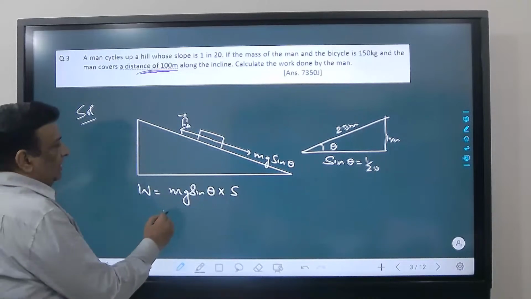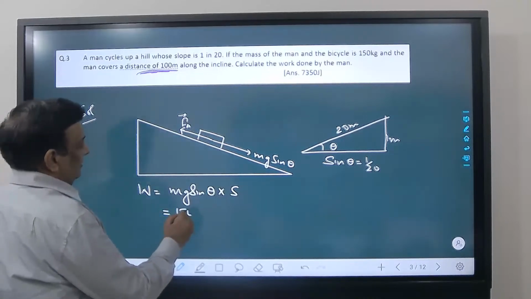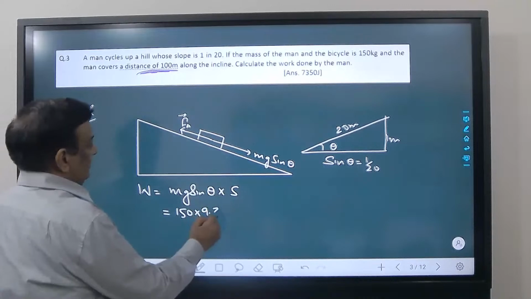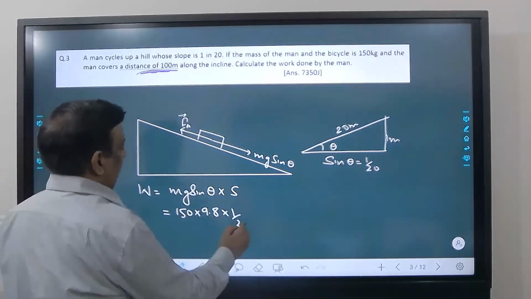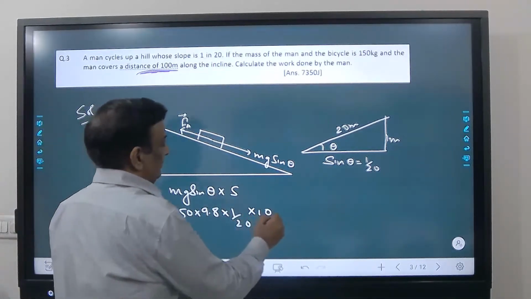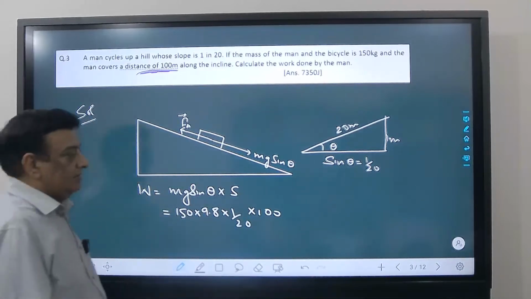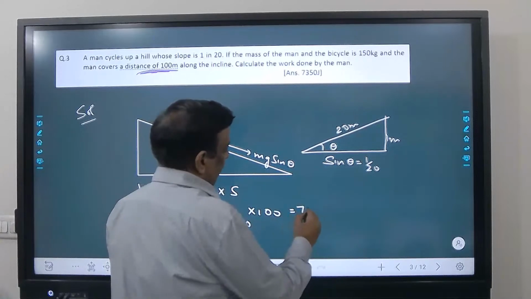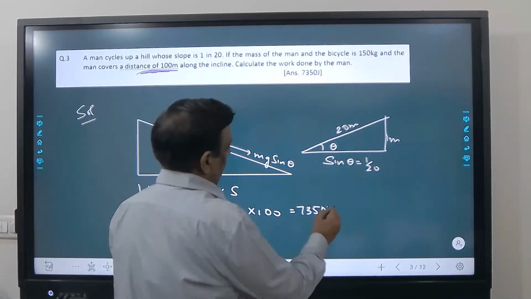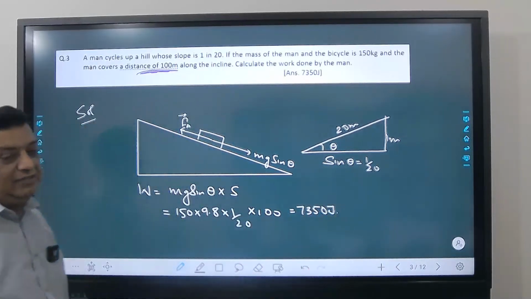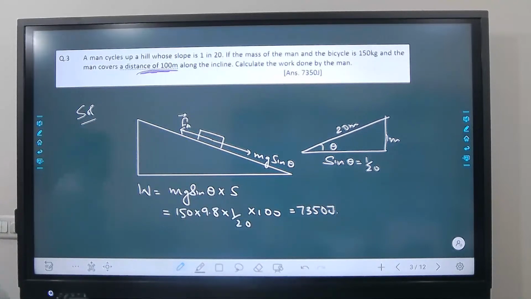Now we are given that mass is 150 kg. G is 9.8, sin theta is 1 by 20, distance is 100. So you can solve this value and this will give you the answer. The work done will be 7350 joules.